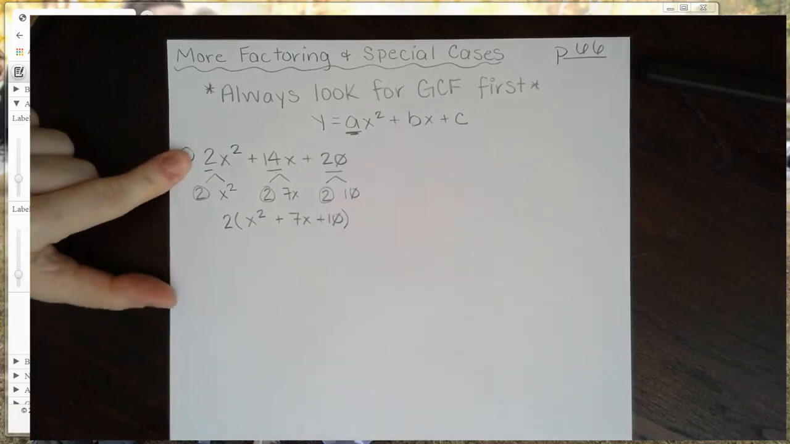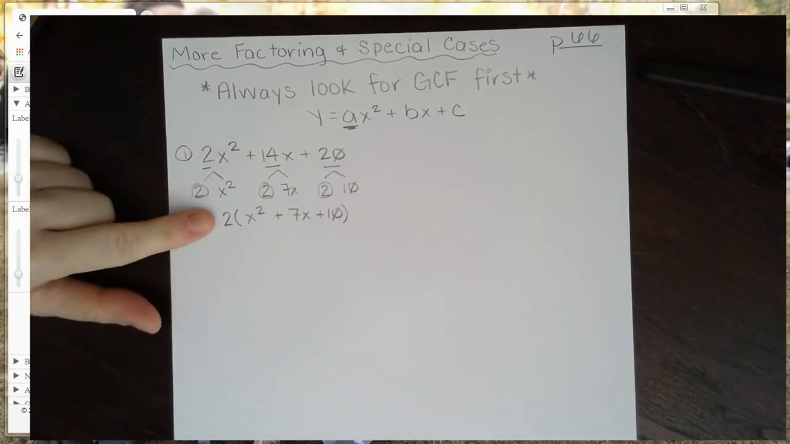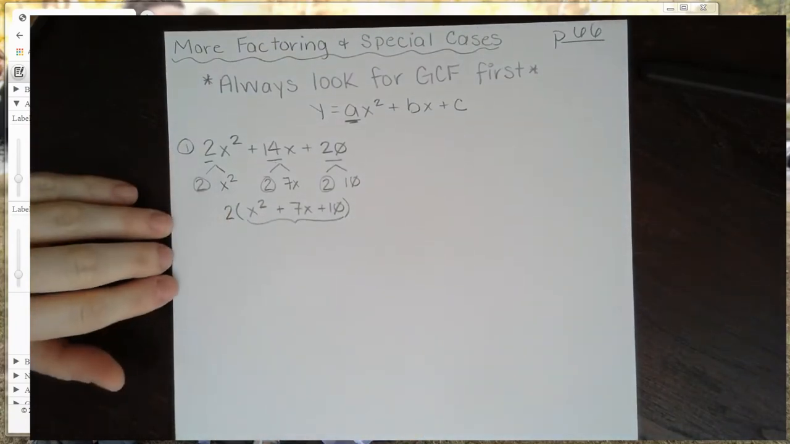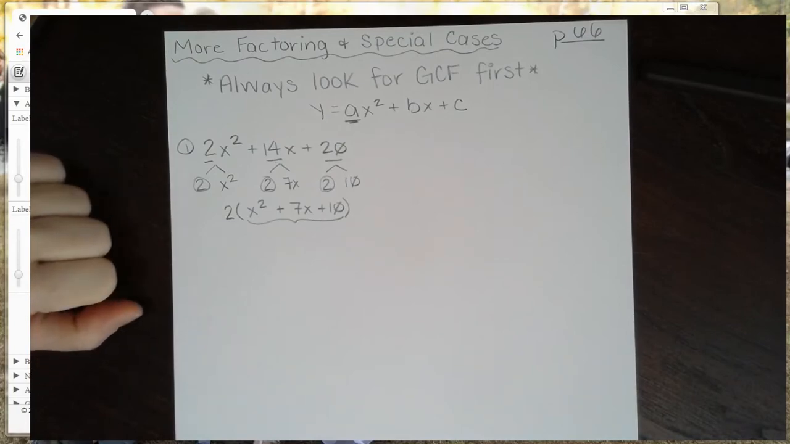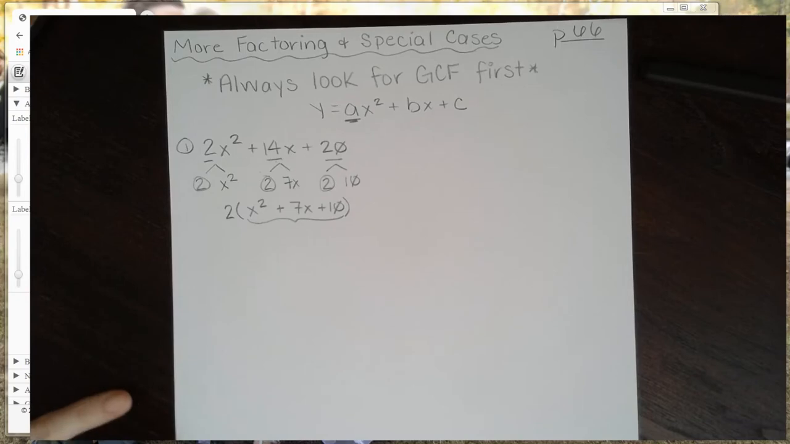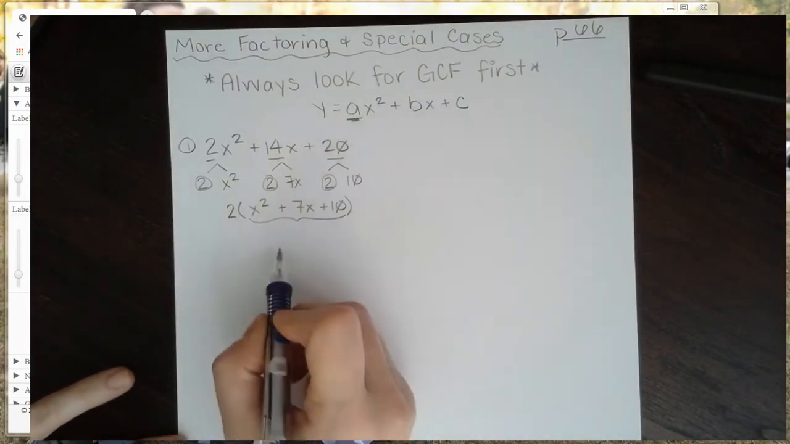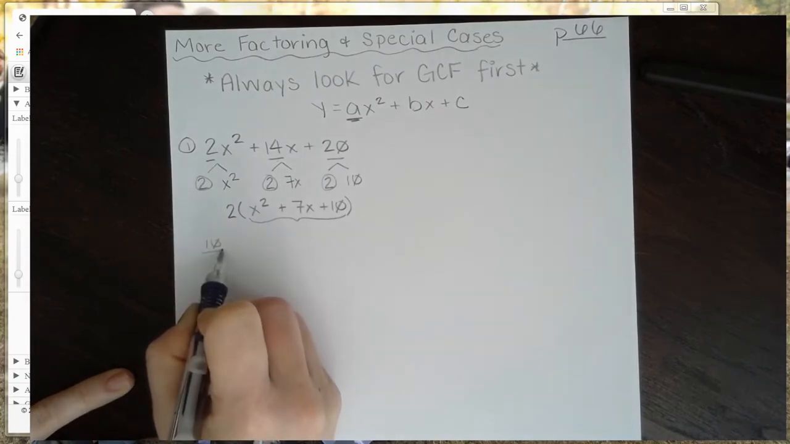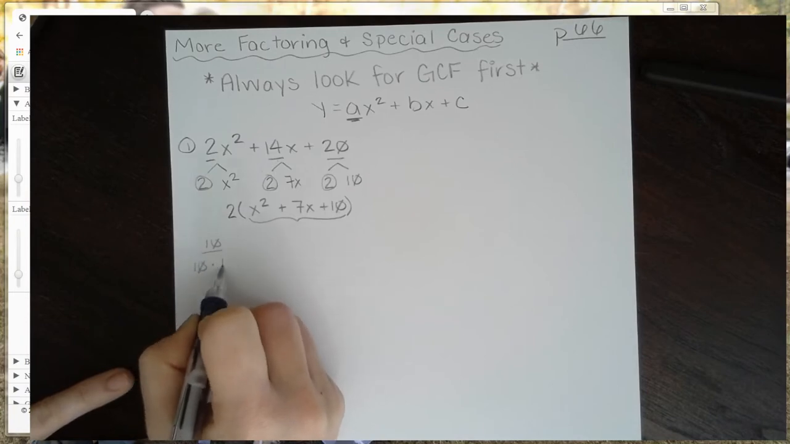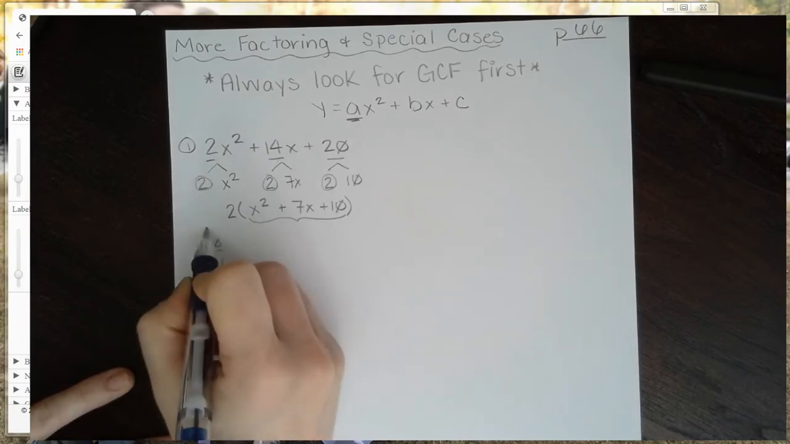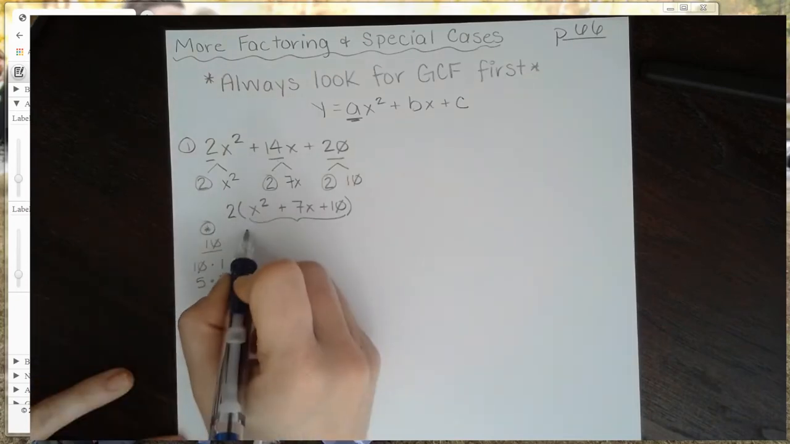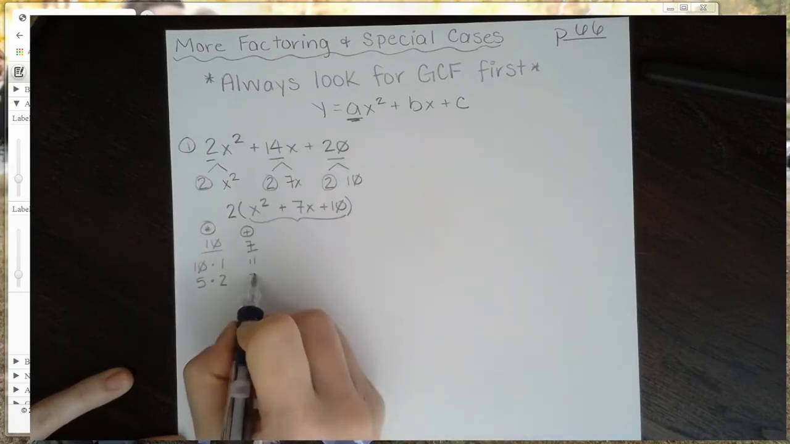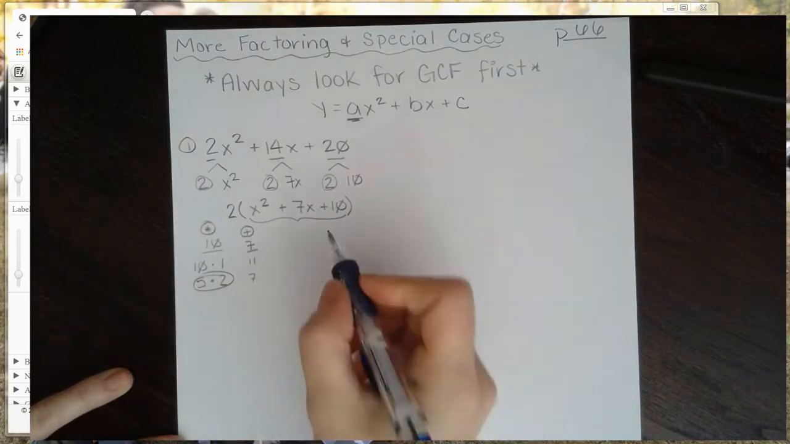Because I factored out the 2 first, I now am looking at just this piece inside of the parentheses, that trinomial, and that's what we're going to factor now, which goes back to exactly how we factored in our last video since my A value is 1. So I'm taking 10 and I have to break it down into its factors of multiplication. So I have 10 times 1 and 5 times 2. I'm multiplying to get 10 and adding to get 7. Well, 10 plus 1 would give me 11, so that won't work. 5 times 2 does give me 7.